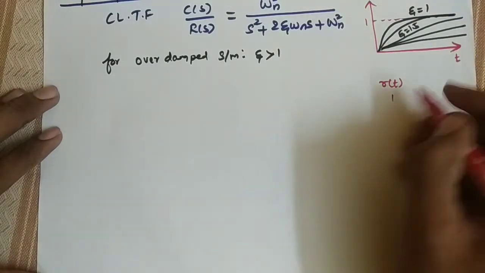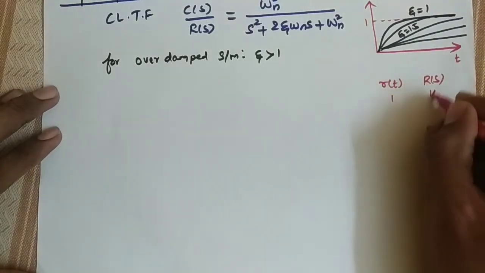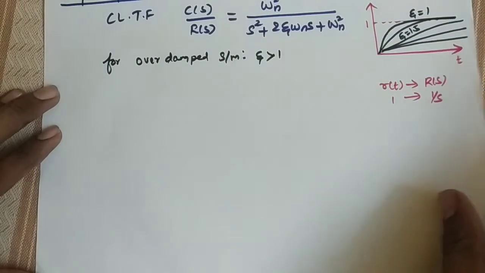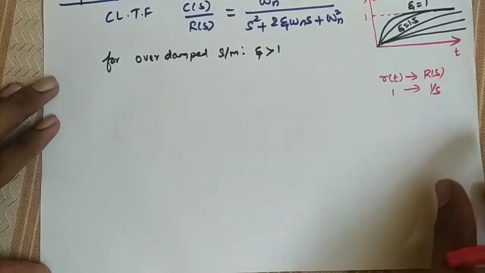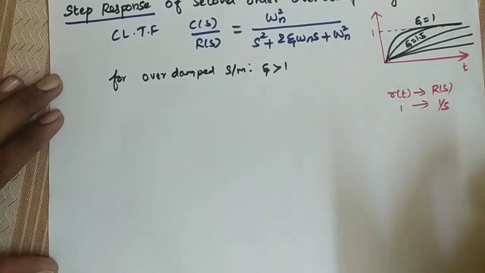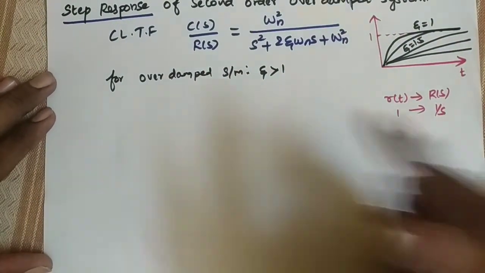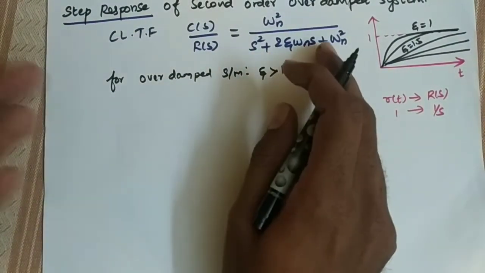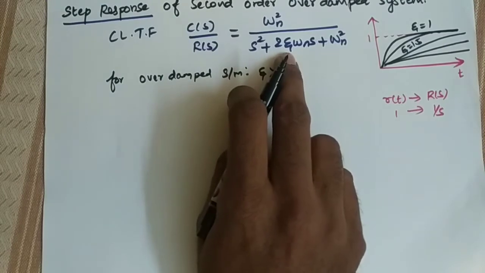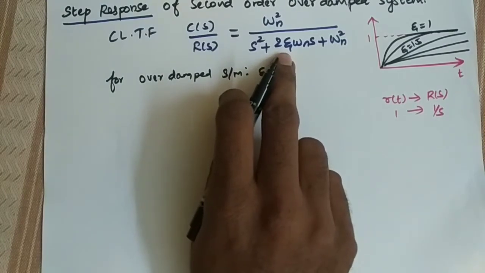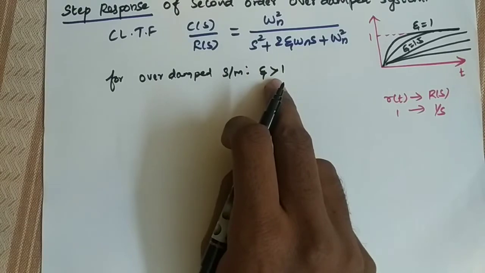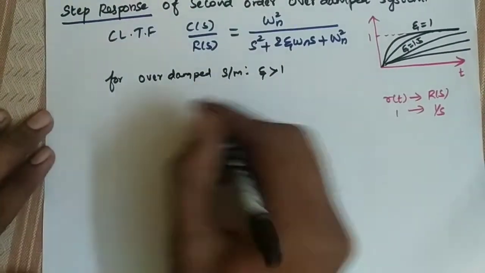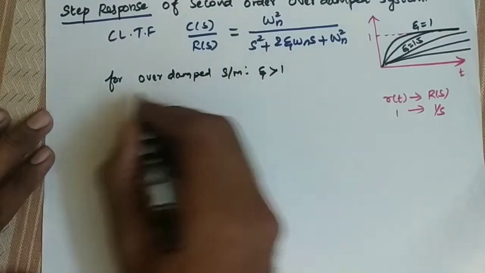So R of t is 1, which means R of s is nothing but 1 by s. This is the Laplace domain representation of the step input. In this derivation also we are not supposed to substitute any value for eta, because it is greater than 1. So let eta be eta itself.